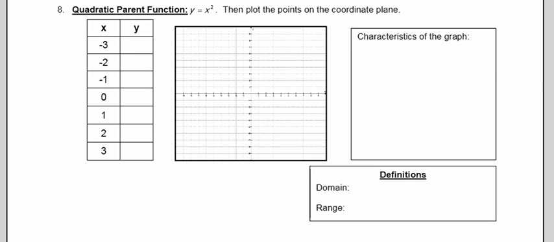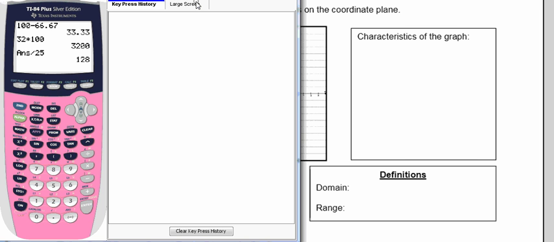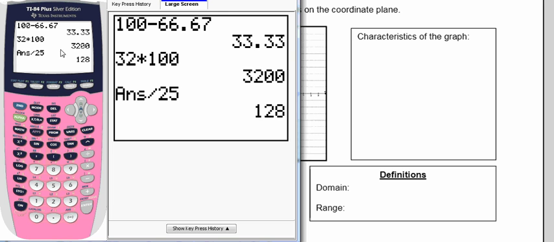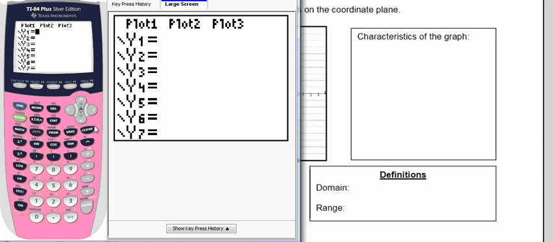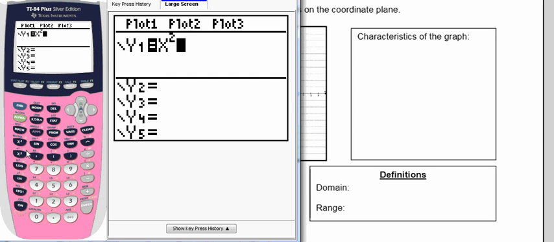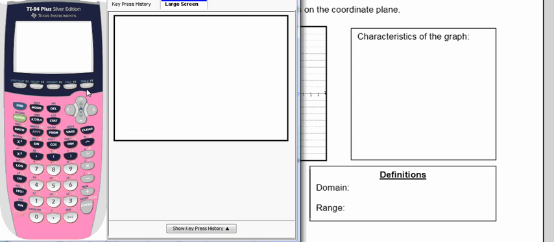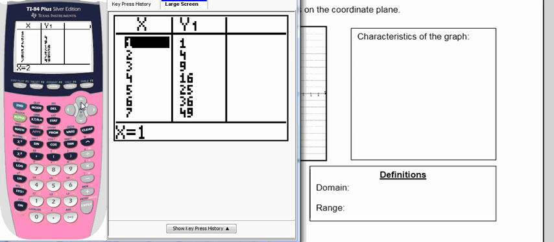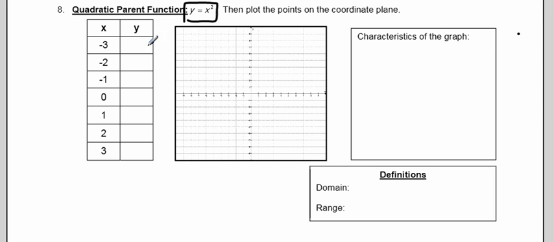Now we have a quadratic parent function, y equals x squared. To fill out the table for this, since you have a y equals equation, you could very easily put this in your calculator. To put it in your calculator, you first need to click y equals, clear out whatever's in there, and put in your x squared. Now to find the table, notice in blue, we have table written here, so you're going to put second, and then table, and we can copy that table onto our paper. So we have 9, 4, 1, 0, 1, 4, and 9.